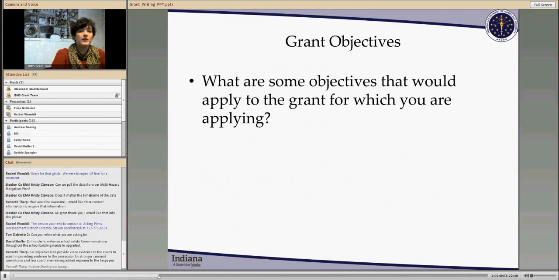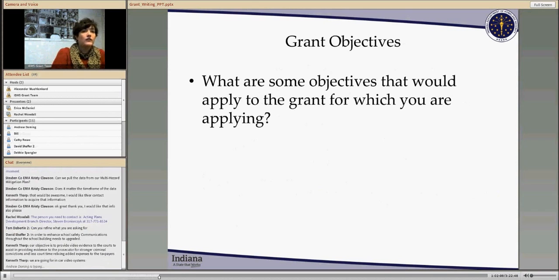Okay, and Kenneth Tharp says, our objective is to provide video evidence to the courts to assist in providing evidence to the prosecutor for stronger criminal convictions and less court time, relieving added expenses to the taxpayer. So you're asking for in-car video systems.